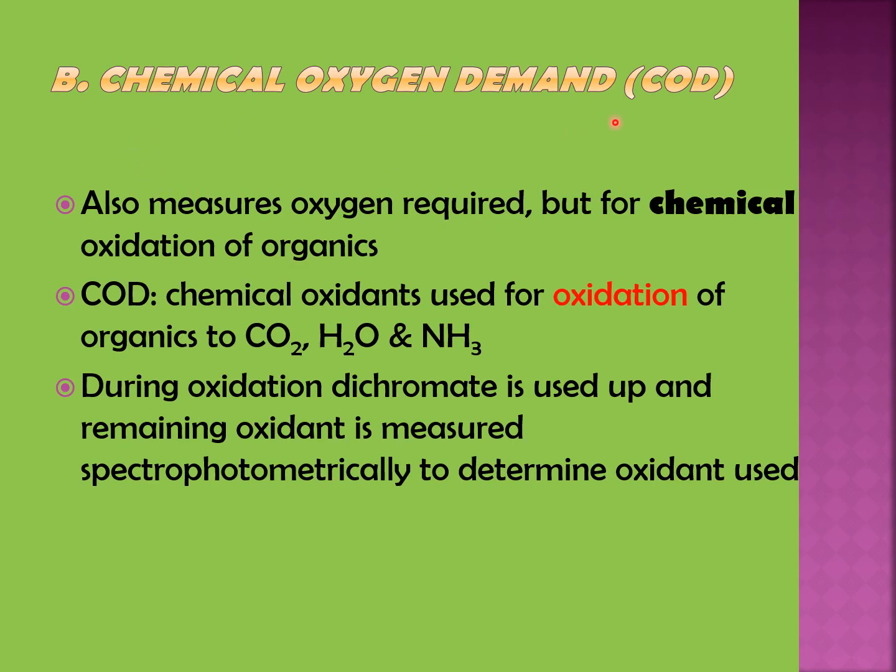Chemical oxygen demand, which is known as COD. It is the measure of oxygen required for chemical oxidation of organics. Chemical oxidants are used for oxidation of organics to carbon dioxide, H2O, and ammonia. During oxidation, dichromate is used up and the remaining oxidant is measured spectrophotometrically to determine the oxidant used.